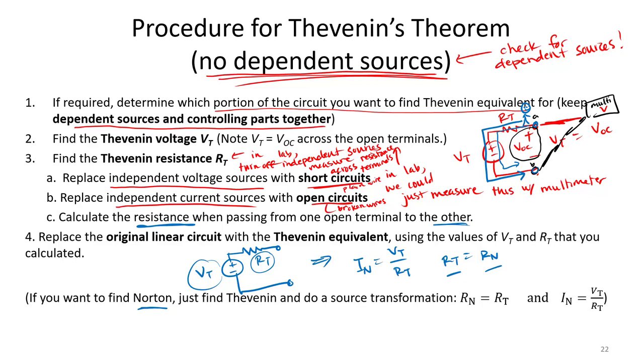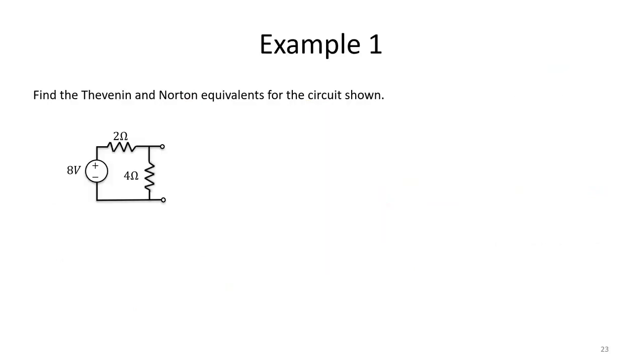All right, so the best way to get comfortable with this procedure is to do as many examples as you can until the procedure makes sense. So let's do some examples now. Let's start with a fairly simple one. Suppose we want to find the Thevenin and Norton equivalents for the circuit shown here.